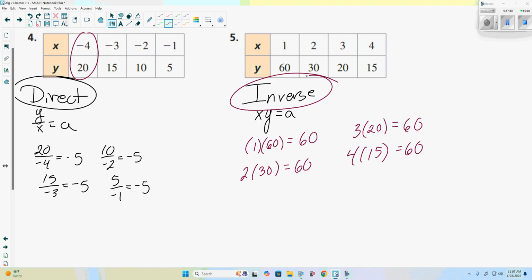Because it seems like for 4, they're going in opposite directions, but they're actually going in the same direction. Because if we go past it, I think 1, 0 would be 0, then 1 would be negative 5, 2 would be negative 10. So kind of go in the opposite direction.